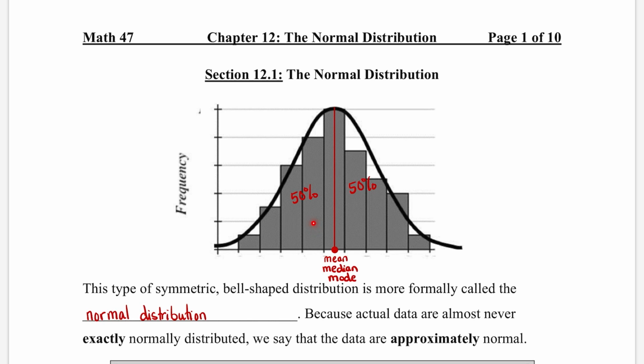Because the distribution is symmetric, there are 50% below the mean and 50% above the mean. Everything under this curve adds up to be 100%. And almost all of the area under this normal distribution curve is within 3 standard deviations of the mean.